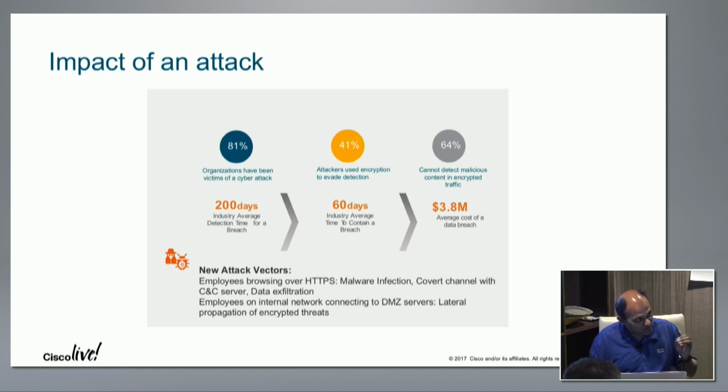we don't have enough visibility to be able to detect this as quickly as we can, because the industry average right now is about 200 days to be able to detect a data breach, and another 60 days to be able to fix that. And that's really the problem, right? We've got to get those issues identified as quickly as we can.